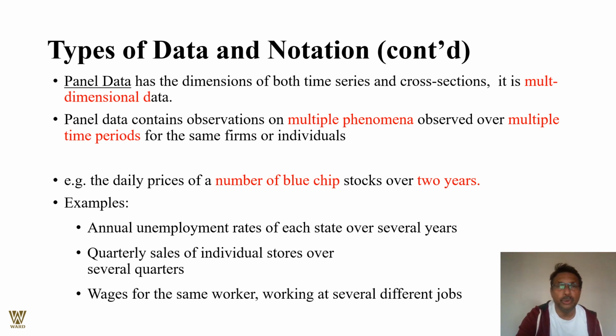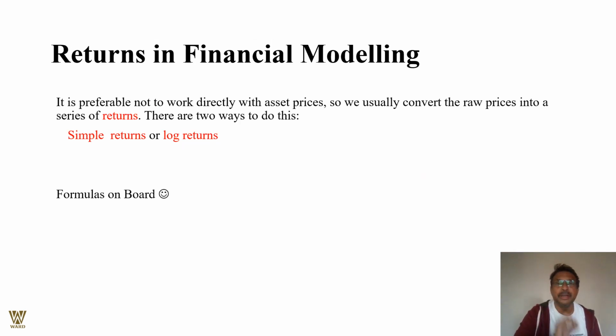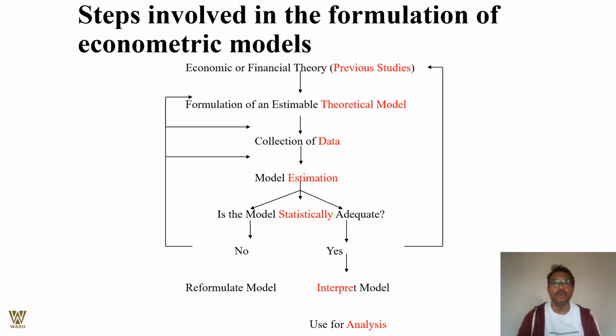That is what we should be going through. Returns in financial modeling: what are we looking at? It's preferable to work directly with the asset prices, so we usually convert the raw prices into a series of returns. There are two ways to do it: simple return and log return. Simple return is what actually comes to you, and the log return is what is expected. Probably you're keeping a note of everything. The formula is up on the board.